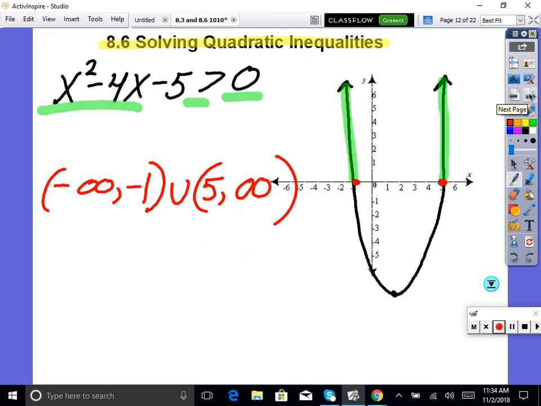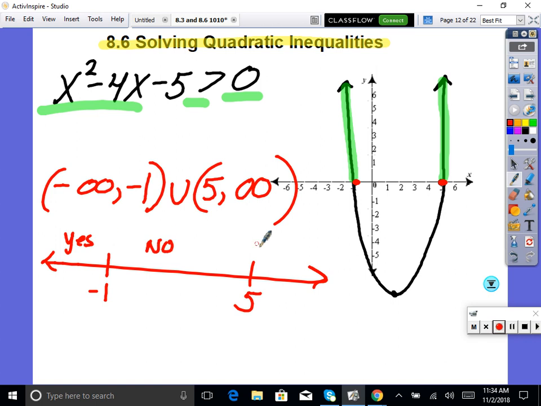So look right here, what would have happened was, on our number line, we would have our zeros, which would have been negative 1 and 5. We would have plugged in something less than negative 1. We would have got this. Yes, no, yes. That would have been a true statement, not a true statement, a true statement. So then you can see wherever the yeses are our solutions.